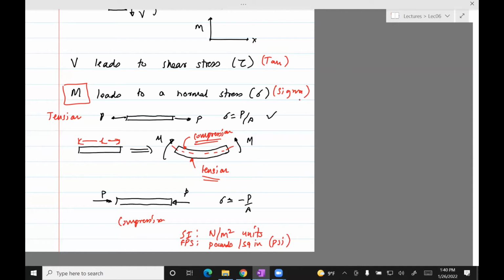Okay, so next part, let's talk about Cartesian stresses.